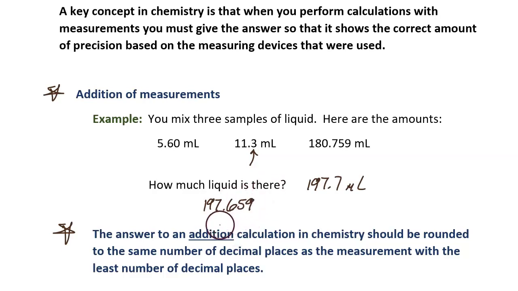But we can't report the final answer to that many decimal places. Doing that would misrepresent how precise our original measurement tools were. Remember that we had one measurement that was only precise to the 10th position. So we want to round our answer to the 10th position. Because the next number is 5 or higher, you round this up to a 7 and drop off the remaining digits.